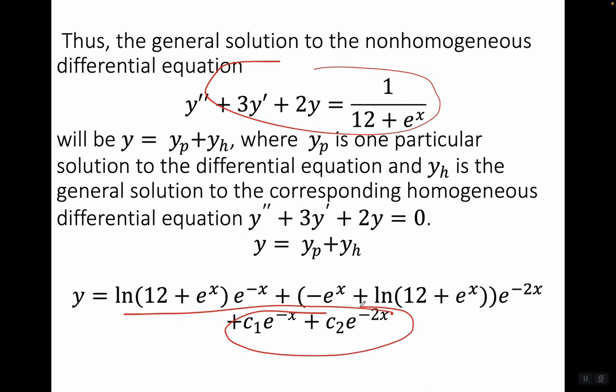Okay, it's going to be 12 natural log of 12 plus e to the x times e to the negative x plus negative e to the x plus natural log of 12 plus e to the x times e to the negative 2x plus c1 e to the negative x plus c2 e to the negative 2x. Whew.